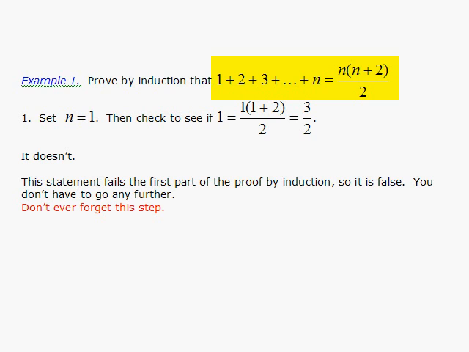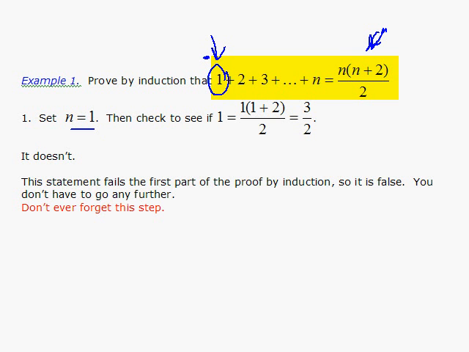So, first step in the proof by induction is to set n equal 1 and see if it's even true for the first one. That means, now this is tricky, when n equals 1, on the left-hand side, it means pick the first element. On the right-hand side, it means substitute n equal 1 for all the n's that appear over there. Let me say that again. n equal 1 means different things on each side. On the left-hand side, it means pick the first element in the list. After the equal sign, it means substitute n equal 1 into that formula.